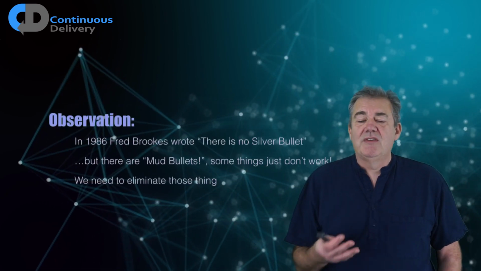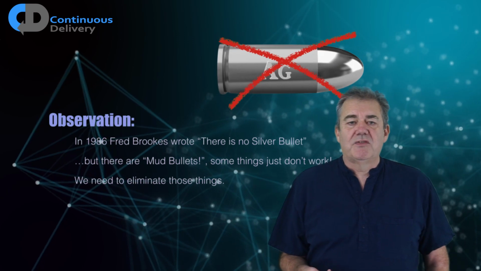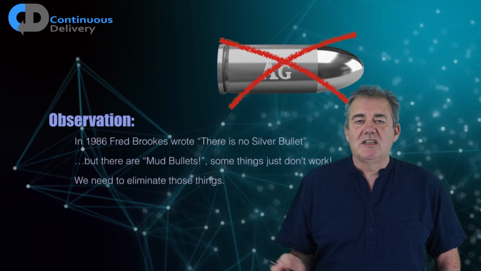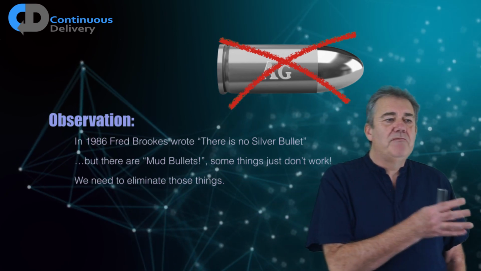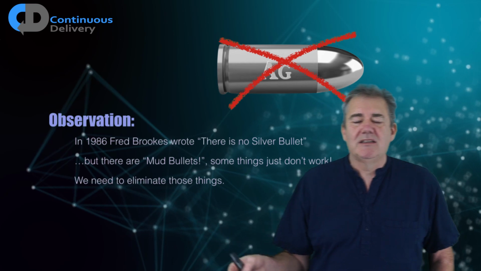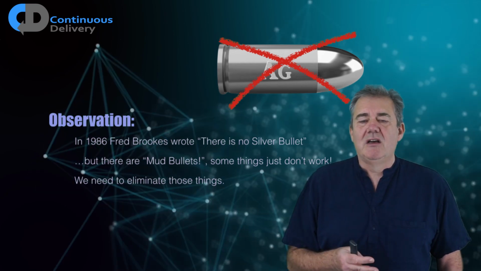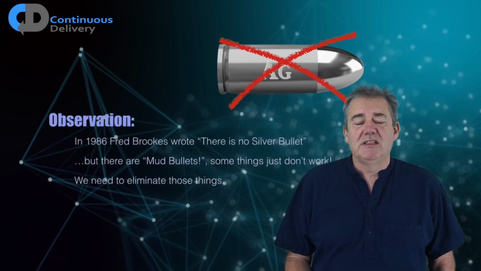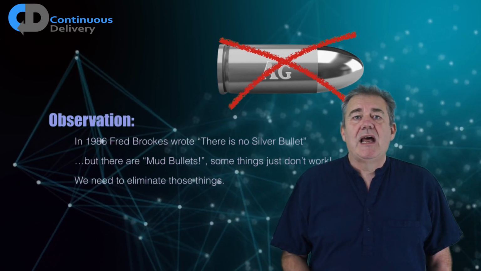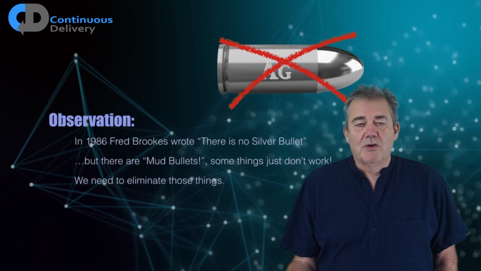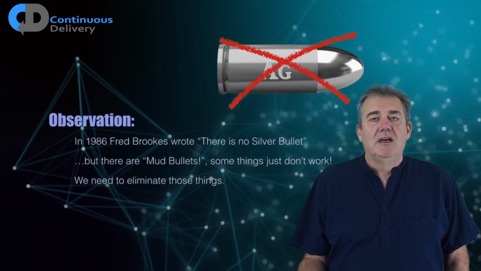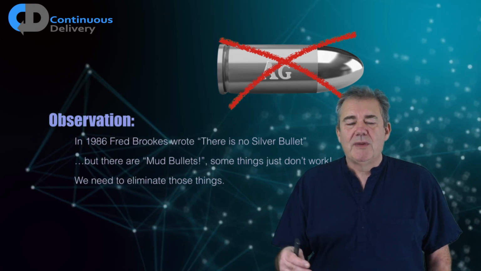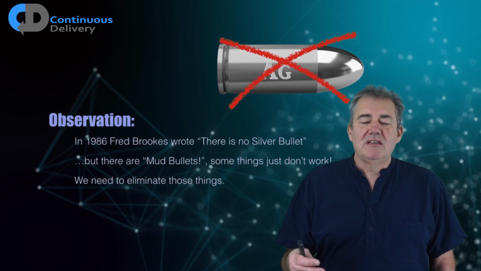I'd like to make an observation. In 1986, Fred Brooks, the author of The Mythical Man Month, wrote a seminal paper in which he said there are no silver bullets. There are no improvements in technology or practice that will give you a 10 times improvement in software development productivity, quality or efficiency. And I think that at some level Fred was correct. I think that's true. But I also think that there's a counter to that Fred didn't talk about in his paper, which is that there are such things as mud bullets.